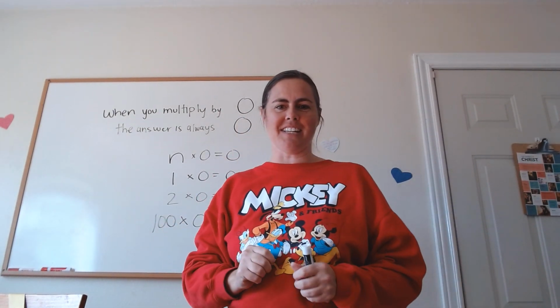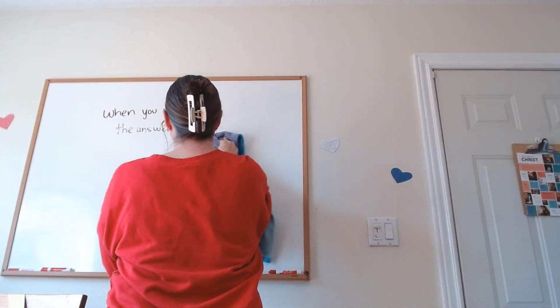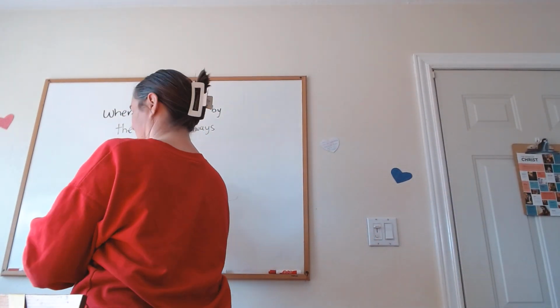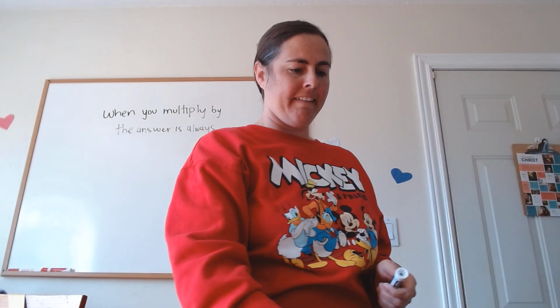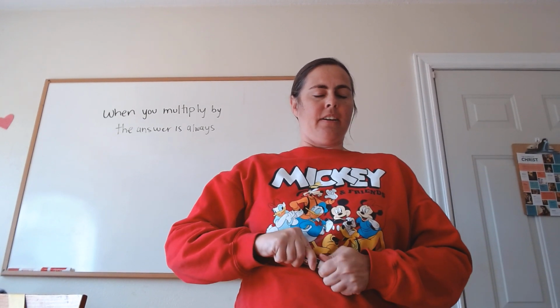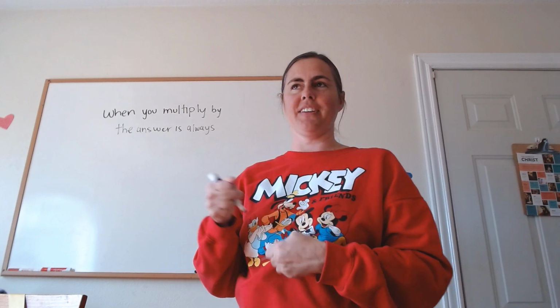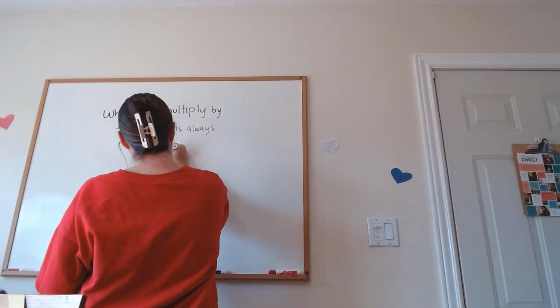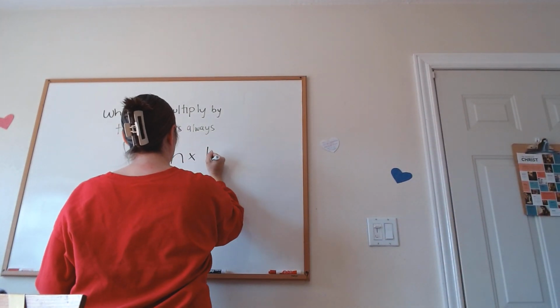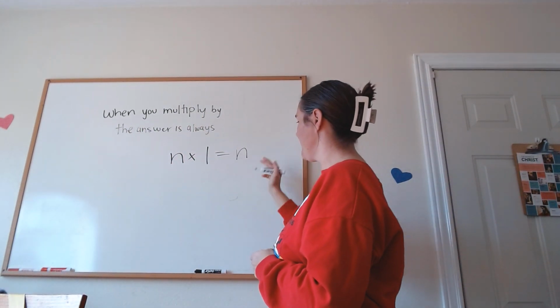The second step is when you do ones, it's called the identity property. So whatever number you times by 1, it'll be that number. So n times 1 equals n, always.